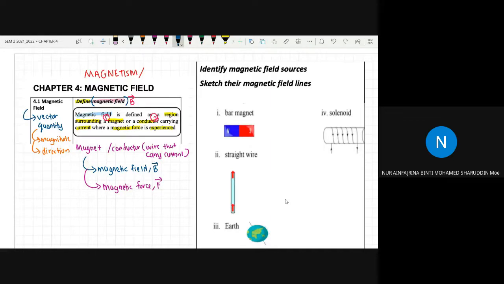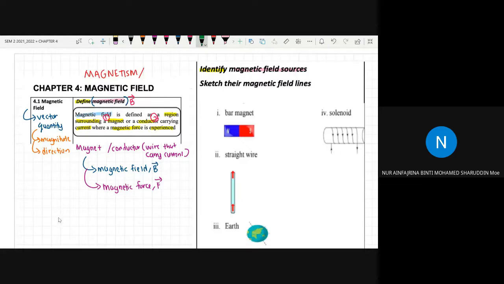Okay, let's proceed to the next learning outcome. So the next learning outcome will be identify. Identify what? Identify magnetic field sources. Jadi kita nak tengok source apa yang boleh membuatkan kita mendapat magnetic field. Okay, so before that, awak kena tahu dua benda mengenai magnetic field. So magnetic field, dia boleh keluar ataupun masuk. Okay, magnetic field inwards or outwards.